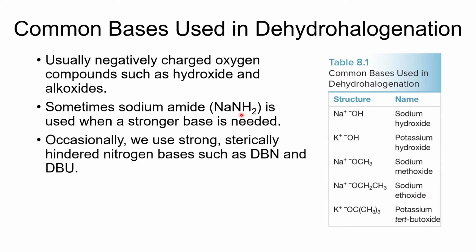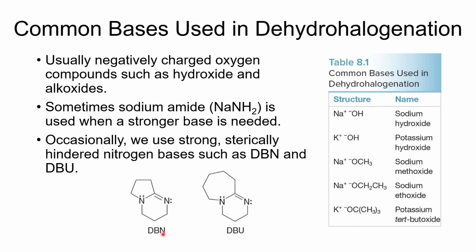Occasionally, we have some other options, and these are often used when solubility is an issue. We can use what are strong sterically hindered nitrogen bases. They are not as strong as these other bases that we're looking at, but they are pretty strong and do not act as nucleophiles, so they don't have the risk of doing the SN2 reaction that we saw in the previous chapter. But here we go, DBN and DBU.